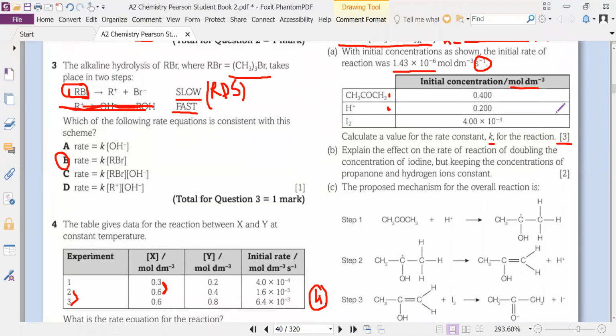Now number (b). Explain the effect on the rate of reaction of doubling the concentration of iodine, but keeping the concentration of propanone and hydrogen ions constant.